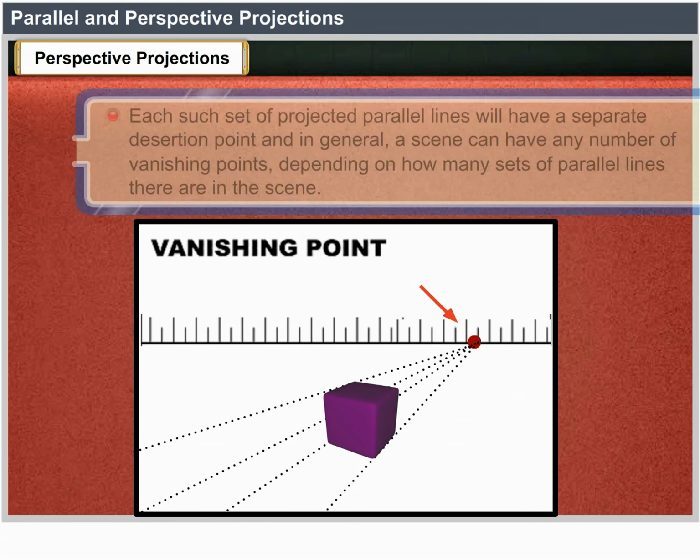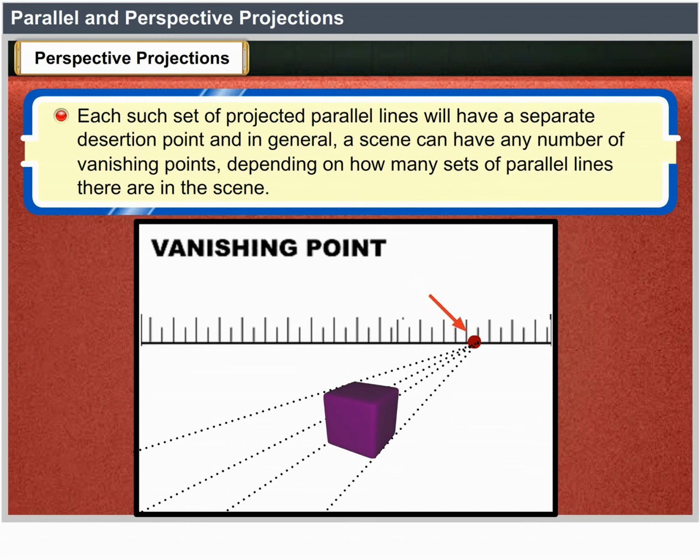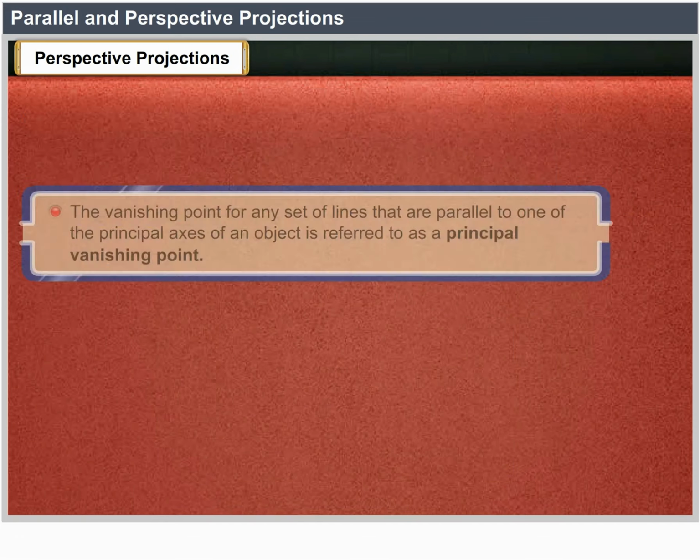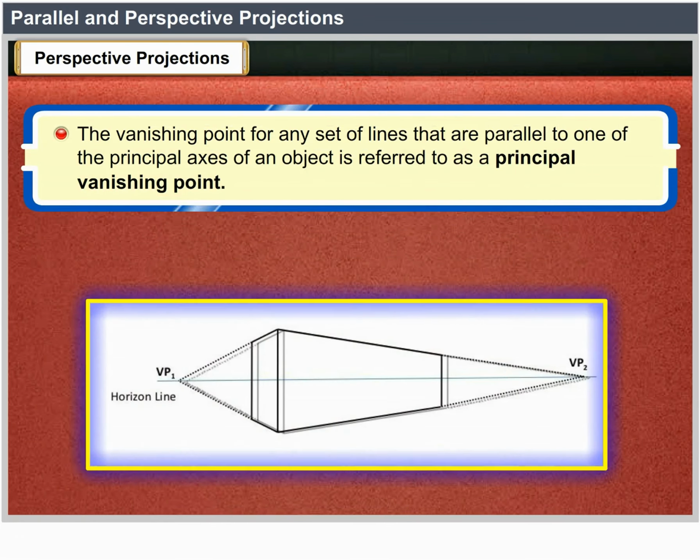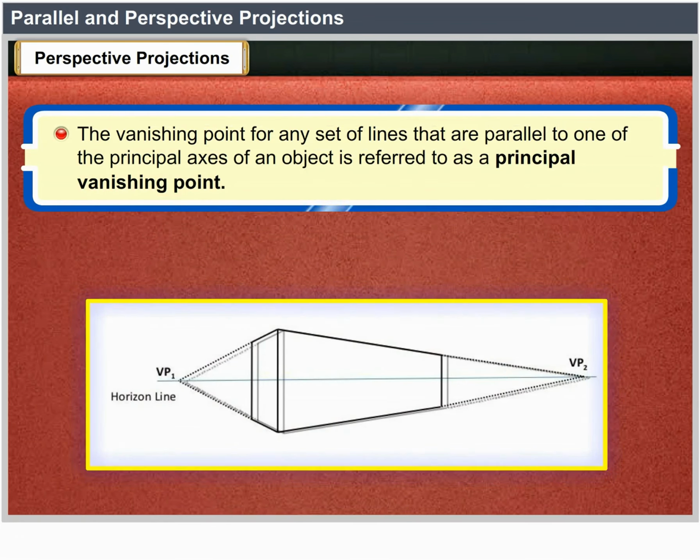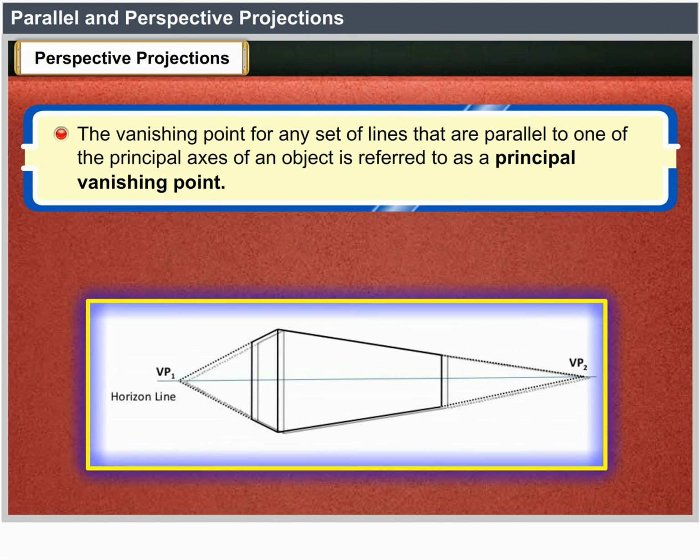Each such set of projected parallel lines will have a separate vanishing point, and in general, a scene can have any number of vanishing points depending on how many sets of parallel lines there are in the scene. The vanishing point for any set of lines that are parallel to one of the principal axes of an object is referred to as a principal vanishing point.